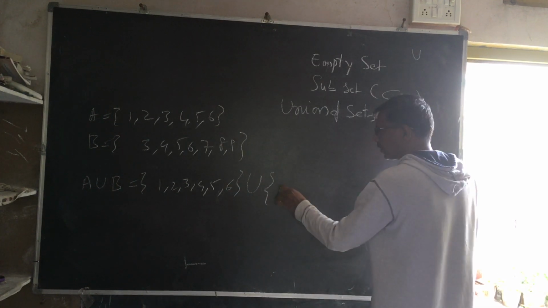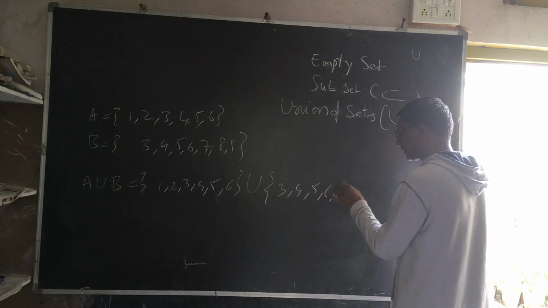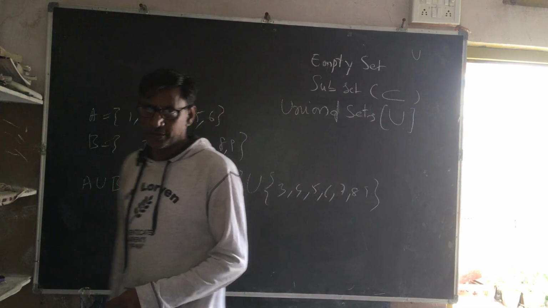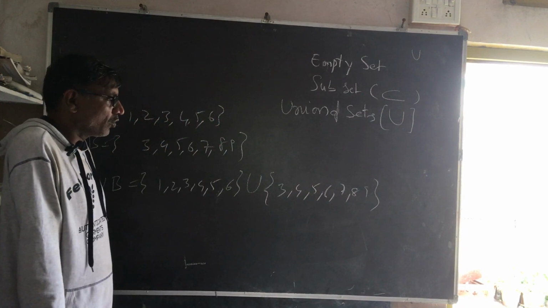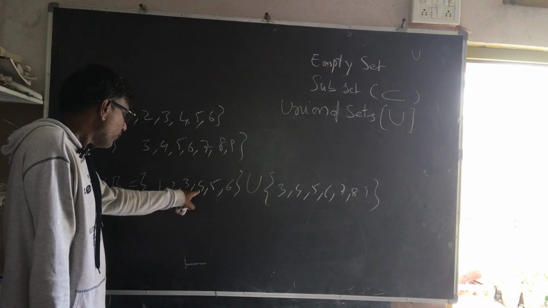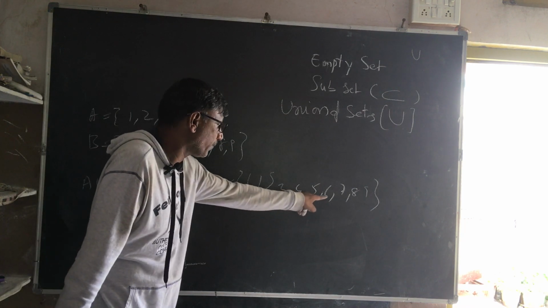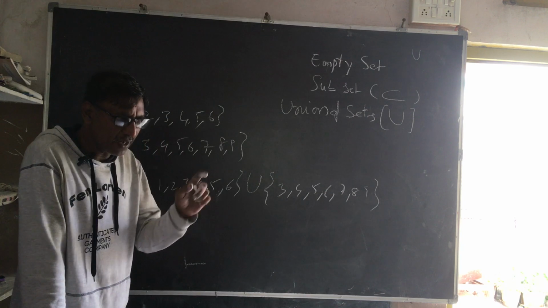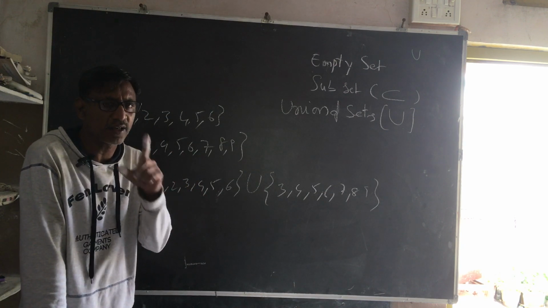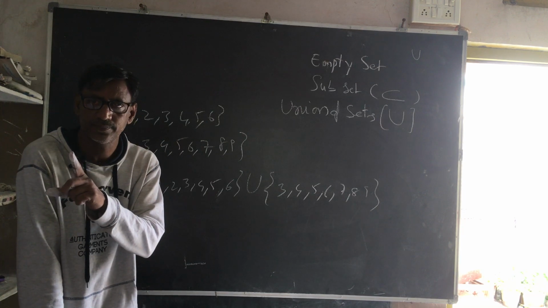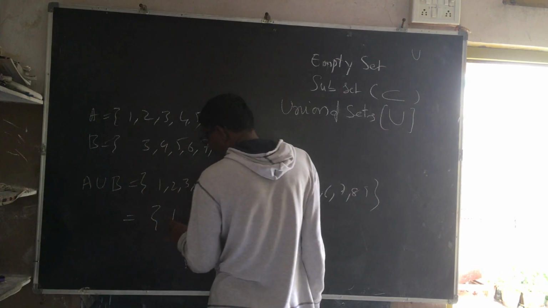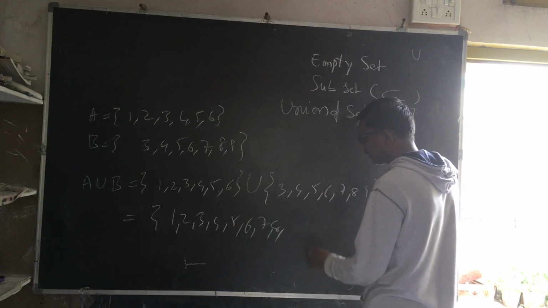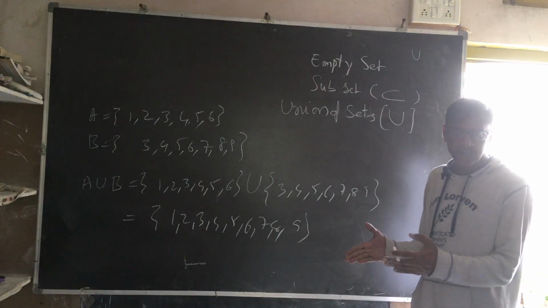Union with B: 3, 4, 5, 6, 7, 8 and 9. Okay, so I want to make them union, but there is a little doubt. Here 4, 5, 6 and here we have 4, 5, 6, right? In sets, I told you clearly, if any element is coming repeatedly, we will write only one time, right? Now, can I write it down here? 1, 2, 3, 4, 5, 6, 7, 8, 9. This is my answer. I combine them.